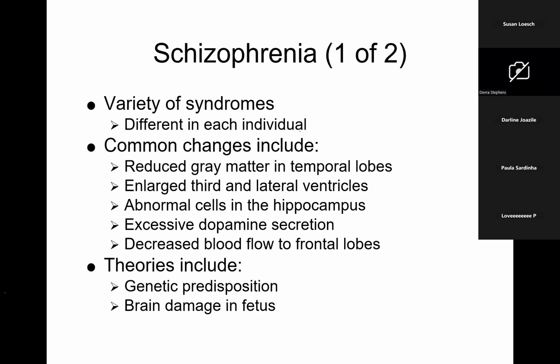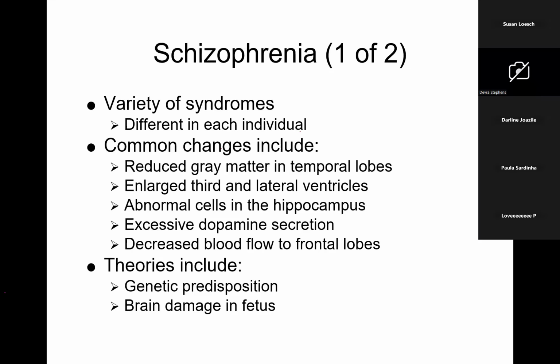There's changes in the brains of people with schizophrenia, especially in the gray matter and the temporal area in the third and lateral ventricles. They'll have abnormal cells in the hippocampus and excessive dopamine secretion. And this causes a decrease in blood flow to those frontal lobes. Now, remember, frontal lobes are responsible for judgment, logical thinking, reasoning.